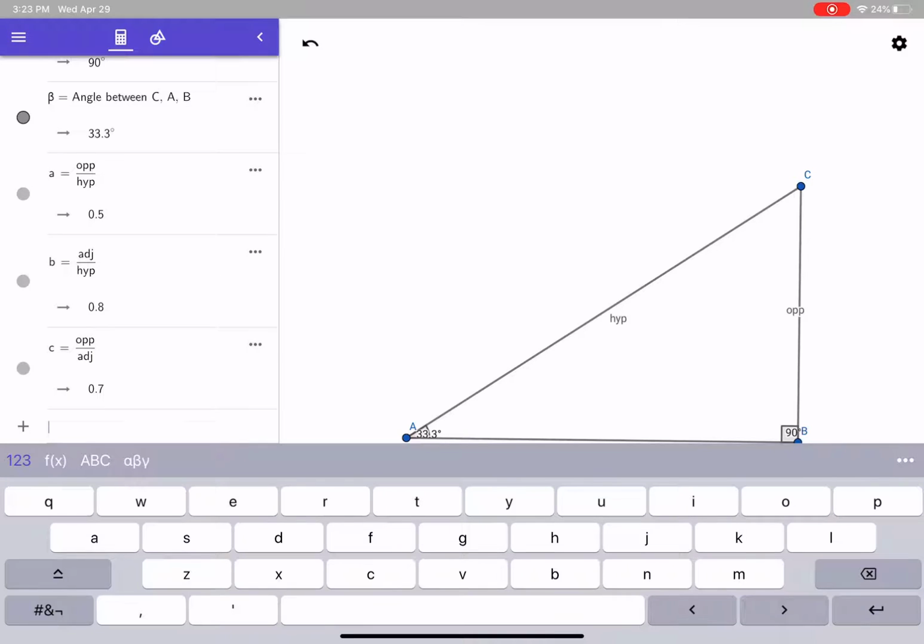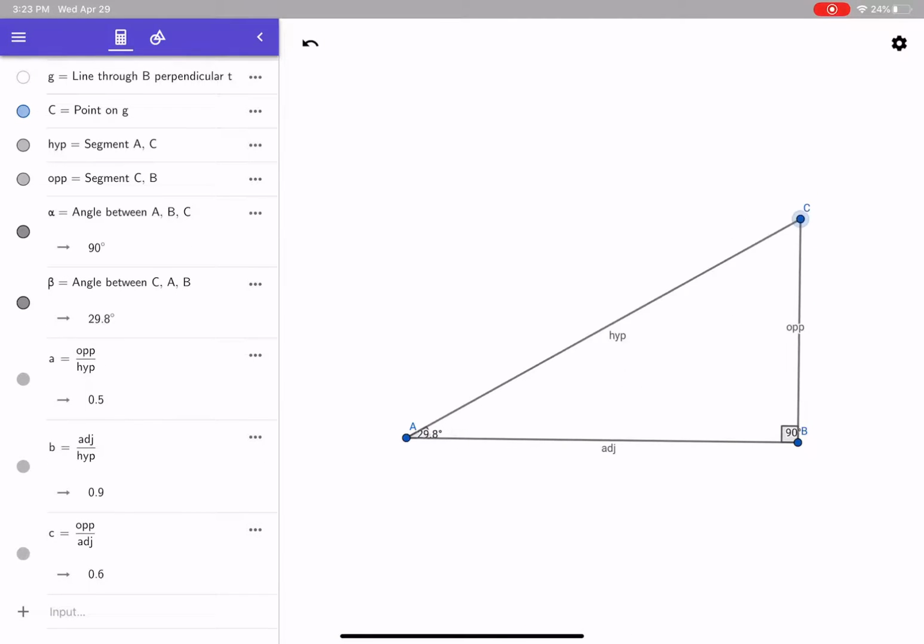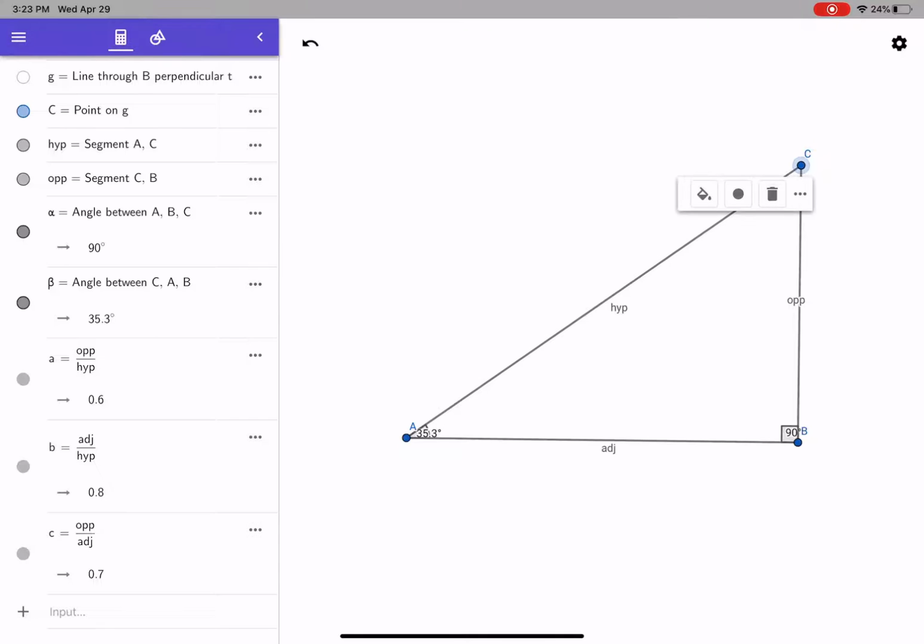All right, and so now I have another ratio measured, and I can see that all of these things change. I got 3 different ratios. One of them is sine, and one of them is cosine, and one of them is tangent. We're going to figure out which one is which.